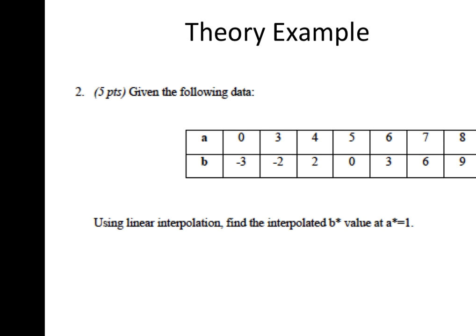Okay, here's an example of these theory questions. So normally during the semester, every lecture we do these as clicker questions. So that's one thing that's very different about this summer section, so I'm going to keep that in mind when I write these. But the idea here is if you have the following data, this is kind of like your x, this is your y. What would be the linear interpolated value for a star equals 1? So being able to go through that algorithm by hand and find what b star is. Any questions about that? This is from the practice exam.